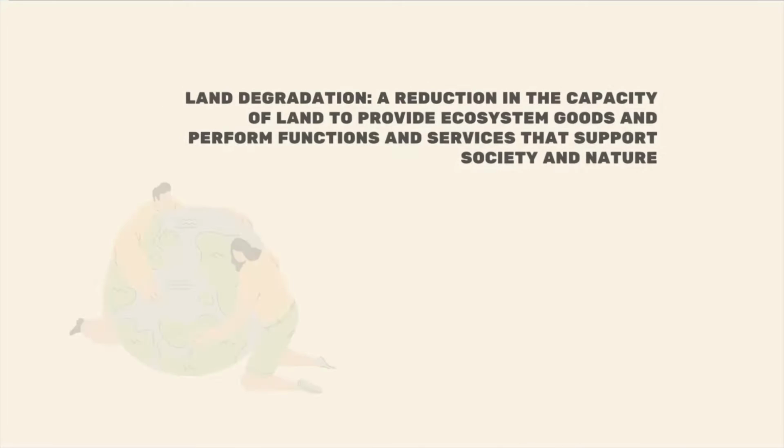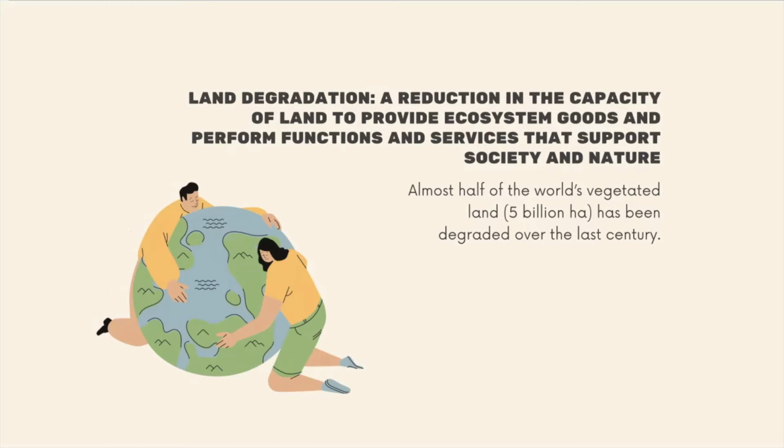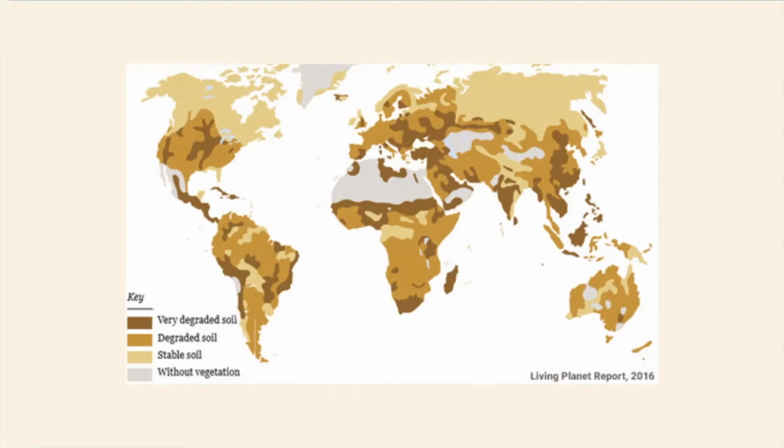So first, land degradation is a reduction in the capacity of land to provide ecosystem goods and perform functions and services that support society and nature. So it basically means that the land is no longer able to perform ecological functions as it used to, whether it be due to human activity or natural erosion. Almost half of the world's vegetated land has been degraded over the last century, and much of this is due to physical soil degradation. And here's just a little map for you guys to see where most of the degraded soils are.